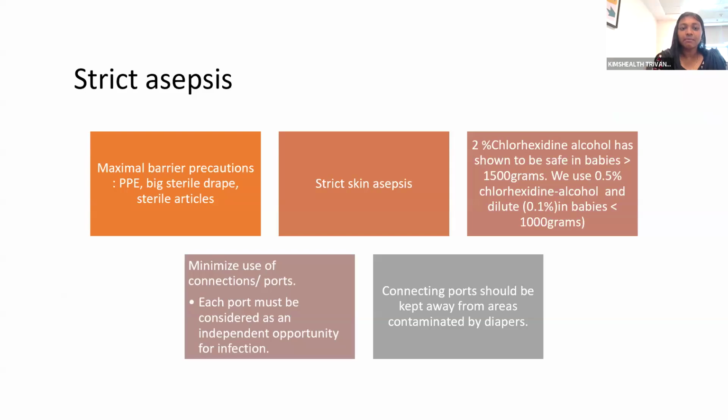Strict asepsis, maximal barrier precautions, PPE, a big sterile drape, sterile articles, and strict skin asepsis. 2% chlorhexidine alcohol should be safe in babies greater than 1,500 grams. We use 0.5% chlorhexidine alcohol in babies less than 1,000 grams.